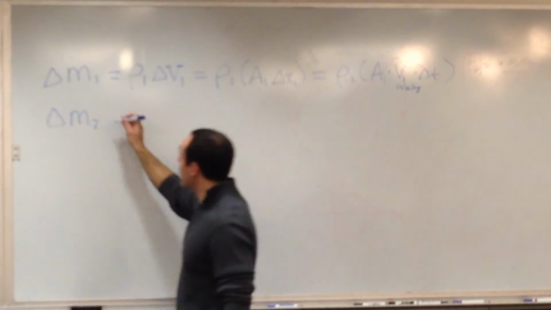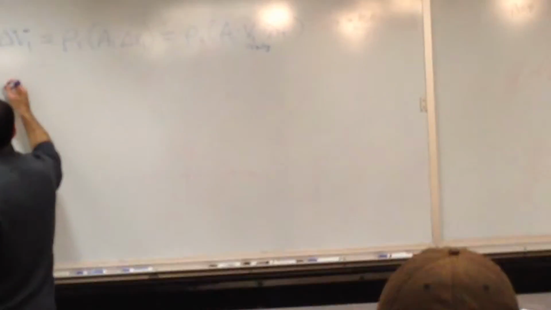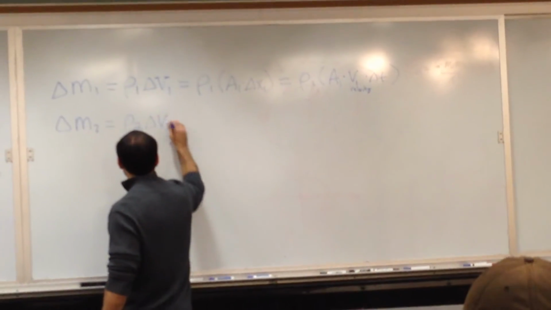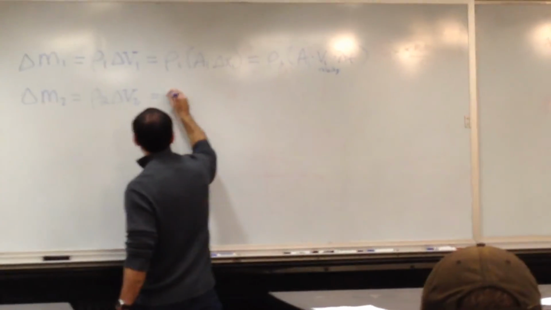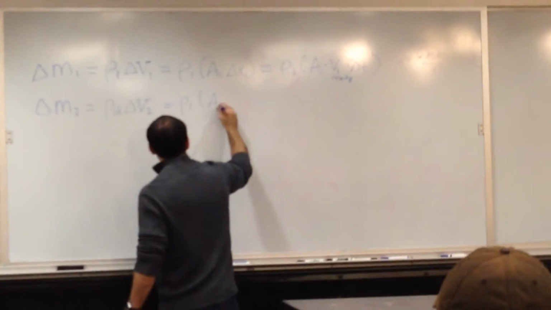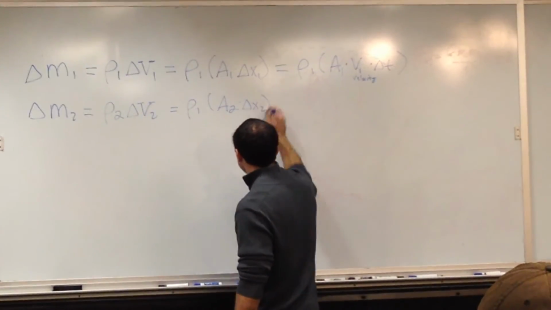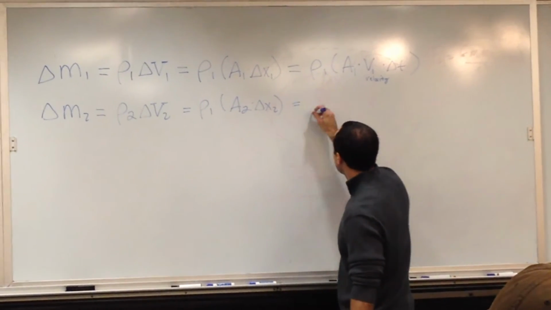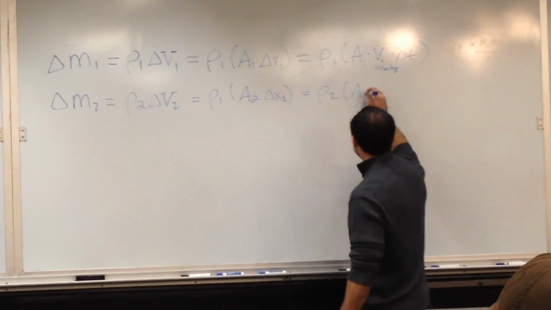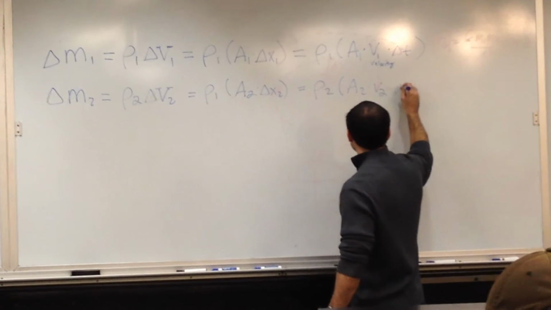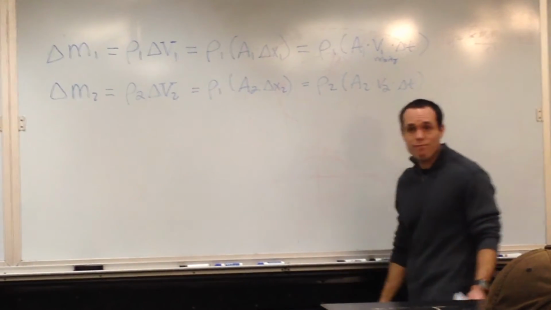And since delta M2 has to be the same thing, just to see the mirror image, that's equal to mass density rho 2 times the change in volume V2. That's equal to rho 2 times the cross-sectional area in tube 2, A2, times the distance it traverses, delta x2, which is equal to rho 2 A2 times velocity 2 times the change in time.